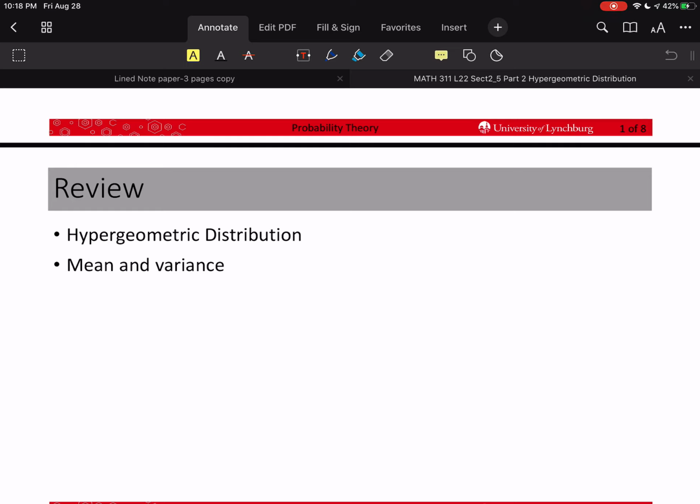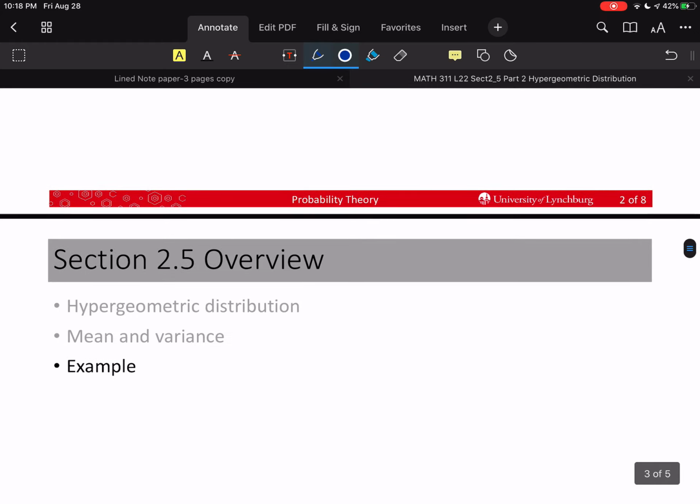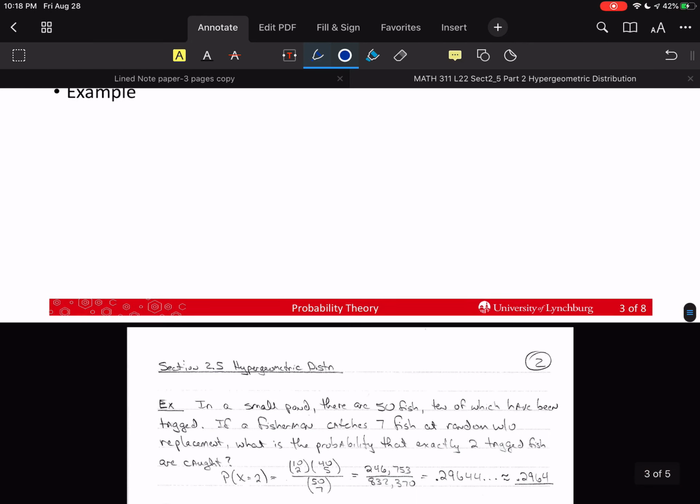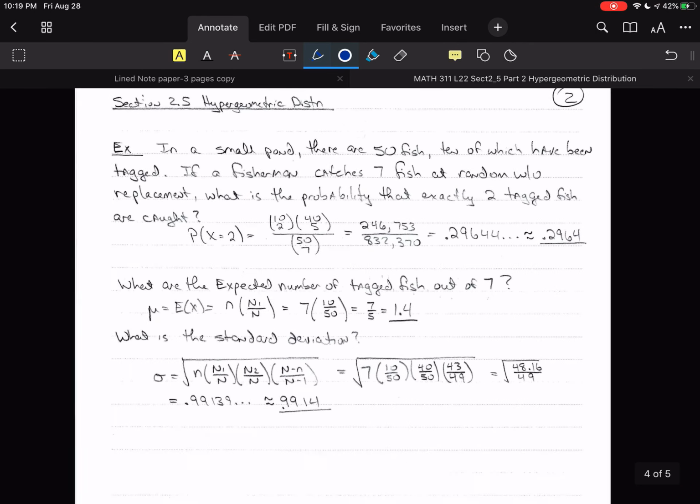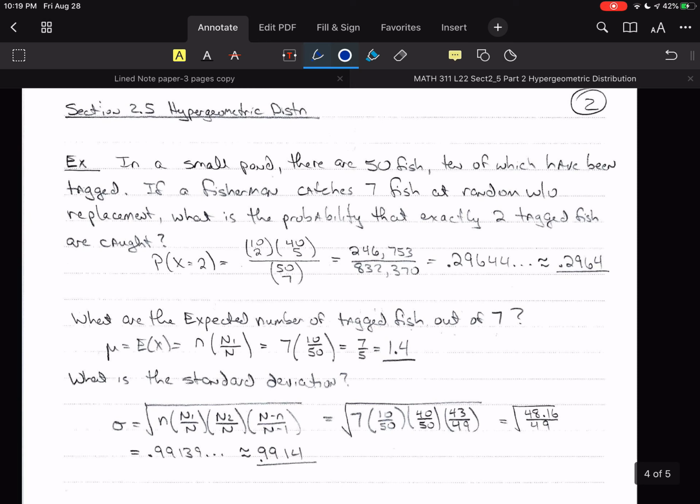Last time we talked about the hypergeometric distribution function. We introduced the mean and the variance without a proof, but I did give you a source where you can go to see those derivations if you're interested. This time we're just going to do an example. So we'll keep this short and sweet and hopefully help you understand how to do this.